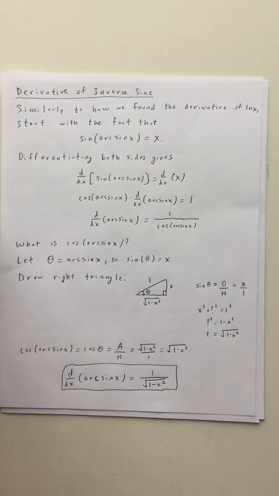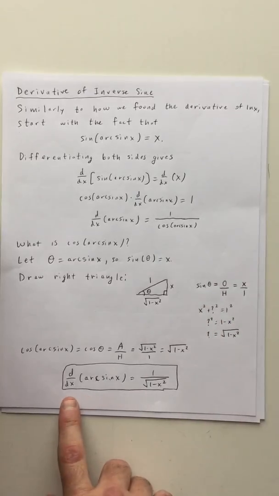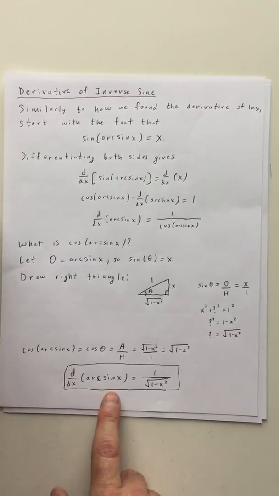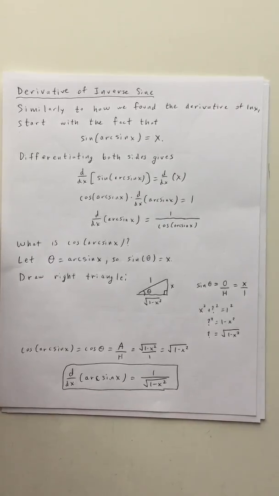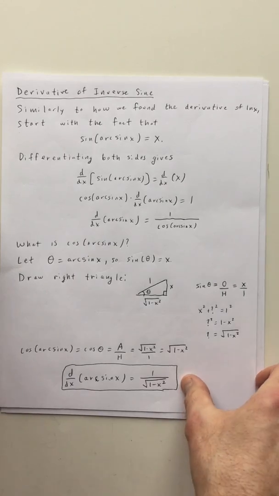So if we plug that value that we found up here into our formula, we get the following nice simplified derivative formula. The derivative of arc sine of x is 1 over the square root of 1 minus x squared. So that's a good formula. That's an important formula. You want to box that one in.